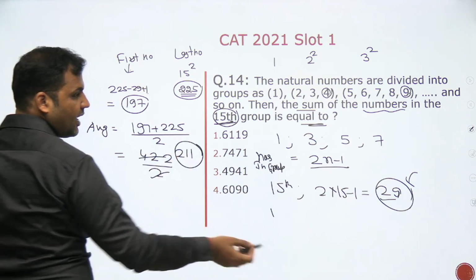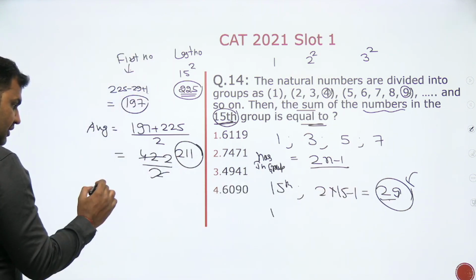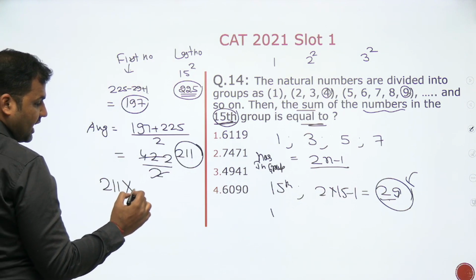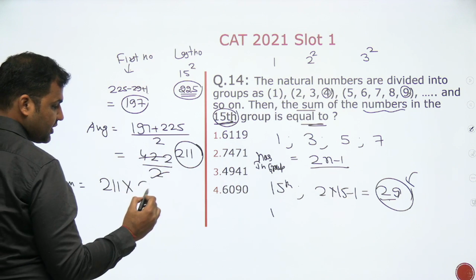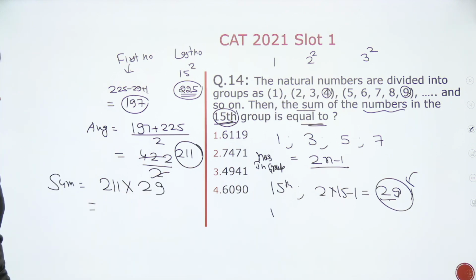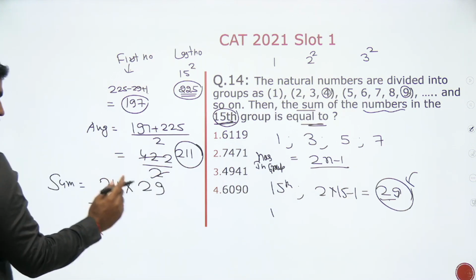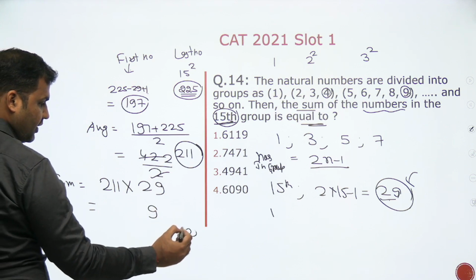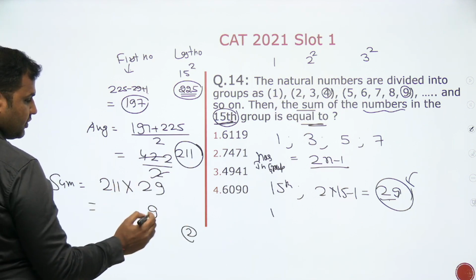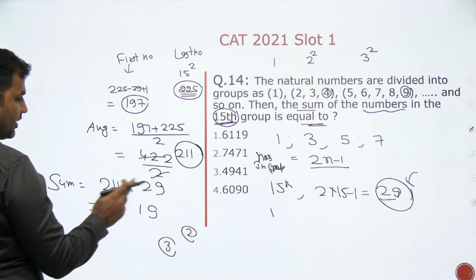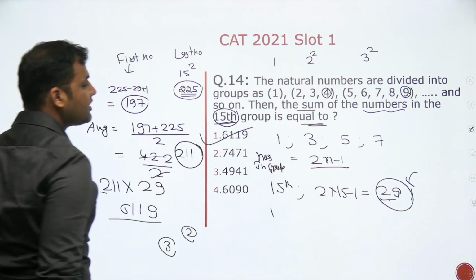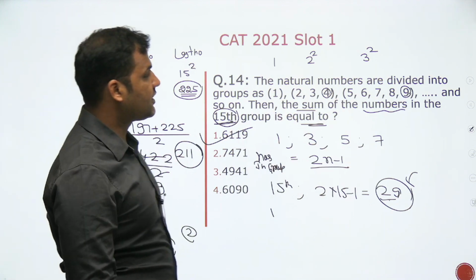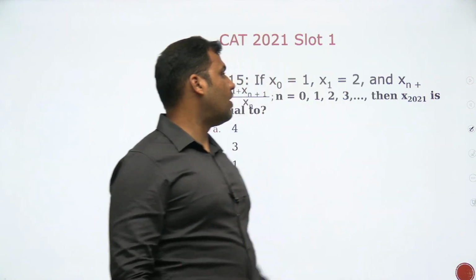Now this is the average. Total summation would be average multiplied by total numbers, that is 29, right? So this will be your answer: 29 into 211 gives 6119. That will be the correct answer. That is option number 1, guys, right? Moving on to the next question.